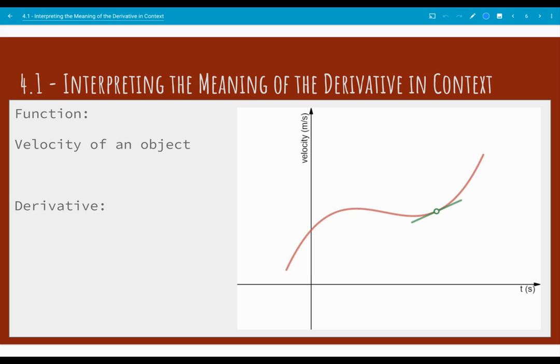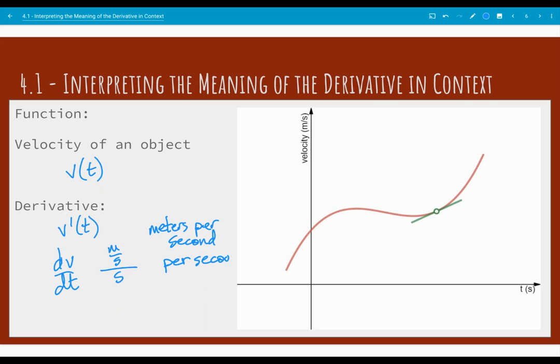And so in this particular case, if velocity is a function with respect to time, then the derivative v prime of t could also be written as the change in velocity with respect to time. And since velocity is measured in meters per second and time is measured in seconds, we get units that are going to be meters per second per second.